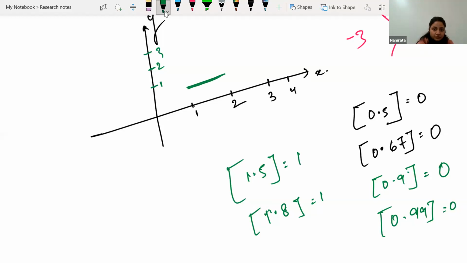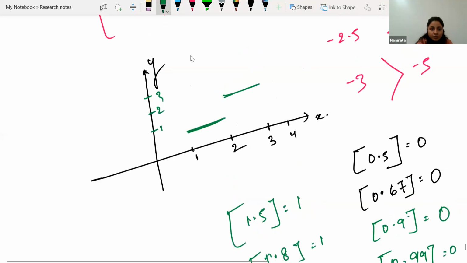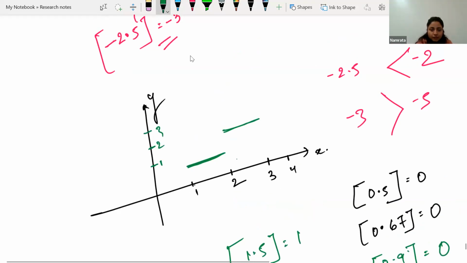Okay, then in between 2 to 3, the result will be 2 only, like this. In between 3 to 4, whatever number we'll be having, the result will be 3 only. So you can see it will look like steps. When we have 1, the result will be 1 only. When we have 2, the result will be 2. So it will be just before 1.